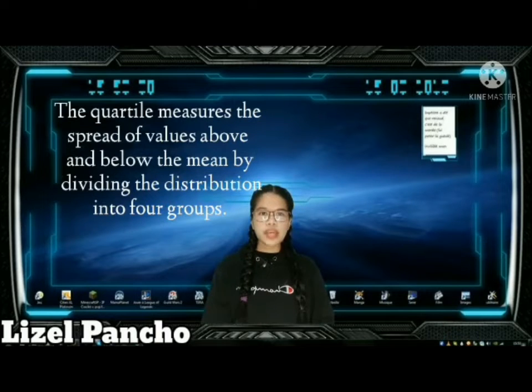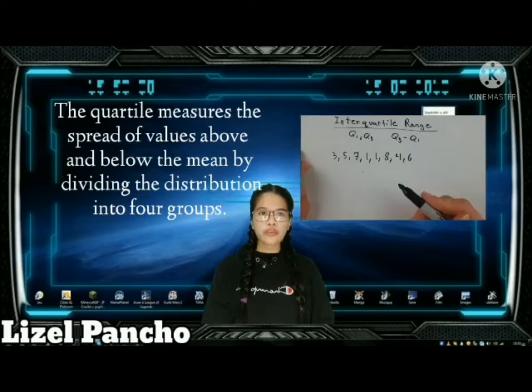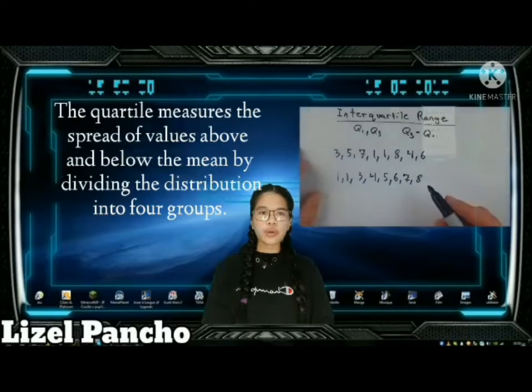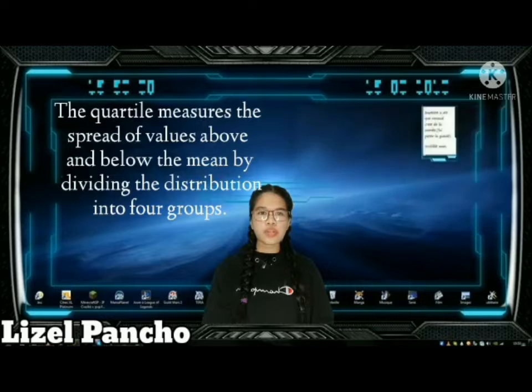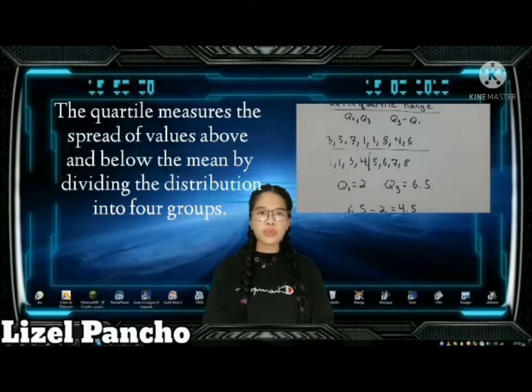The example number set is 3, 5, 7, 1, 1, 8, 4, 6. We just have to arrange it from lowest to highest. That would be 1, 1, 3, 4, 5, 6, 7, 8. Split the data in half to find the median. To find the first quartile, let's find the median between 1 and 3. That would be 2. Same with the third quartile, let's just find the halfway of 6 and 7, and that would be 6.5, which is our third quartile. So let's subtract 6.5 and 2. The answer would be 4.5.